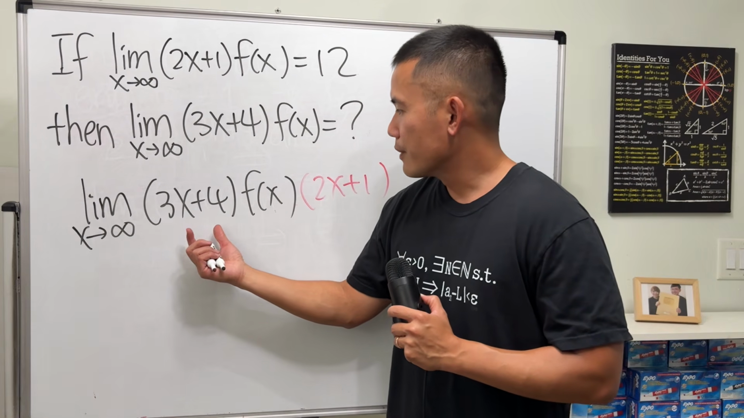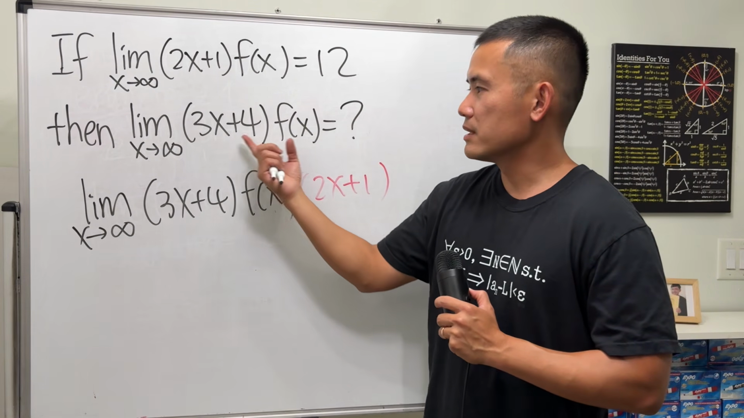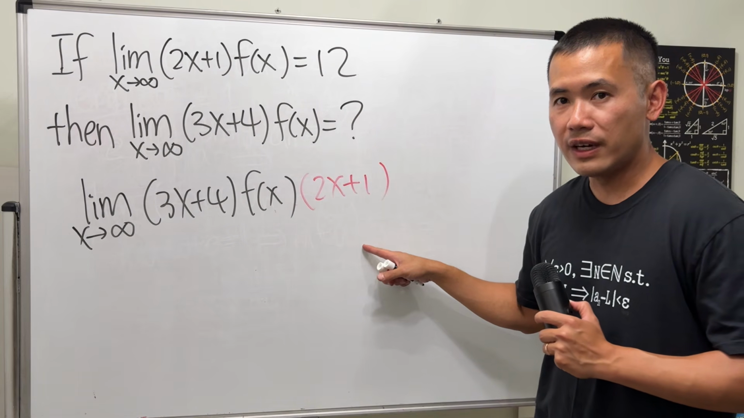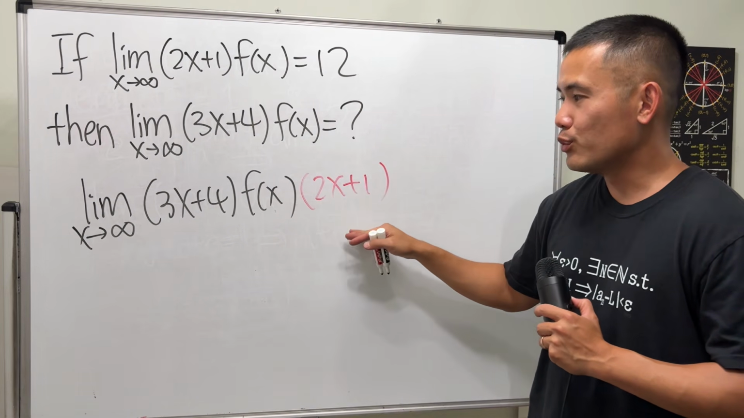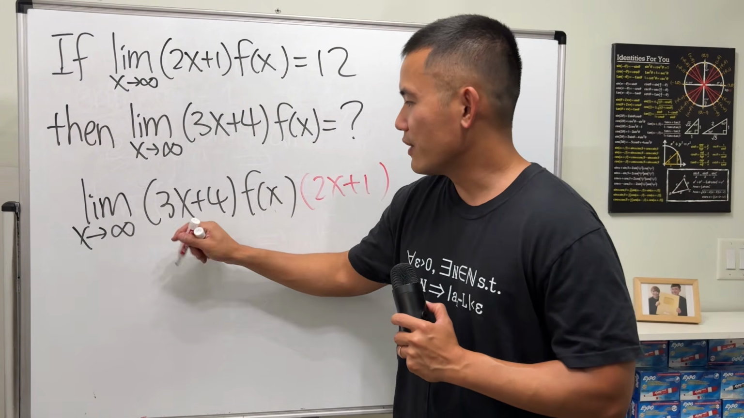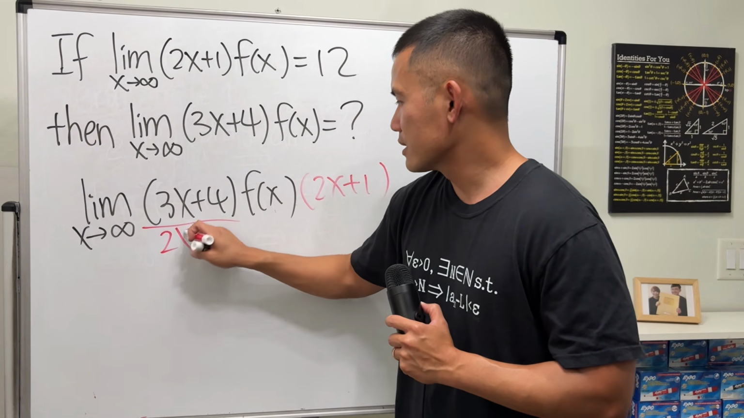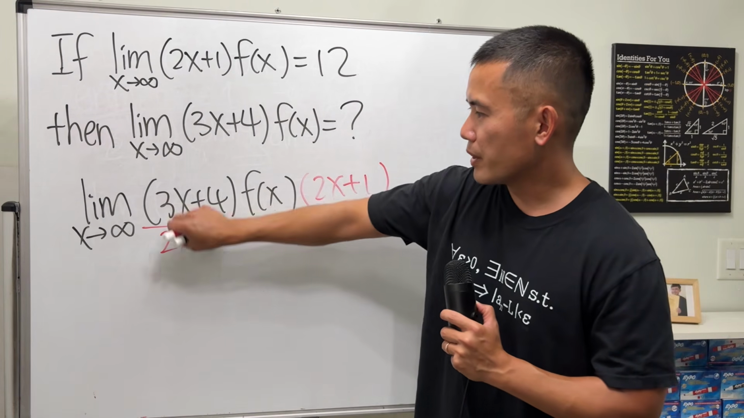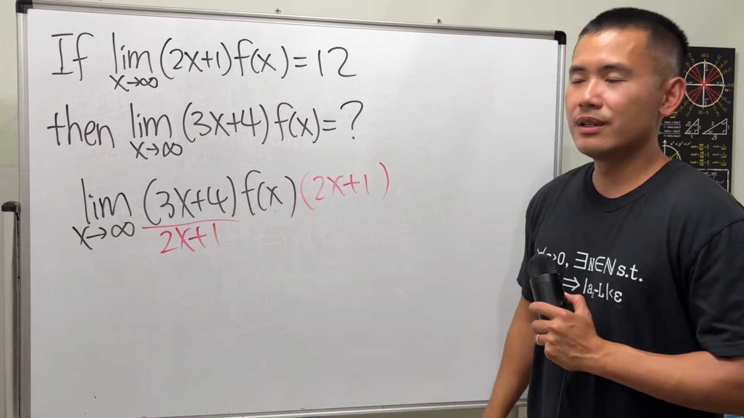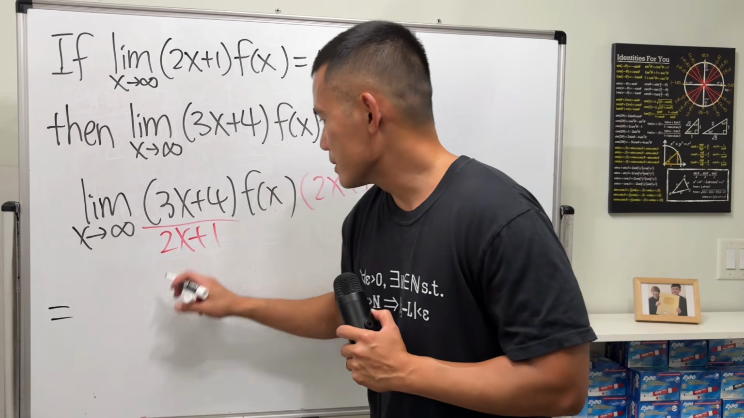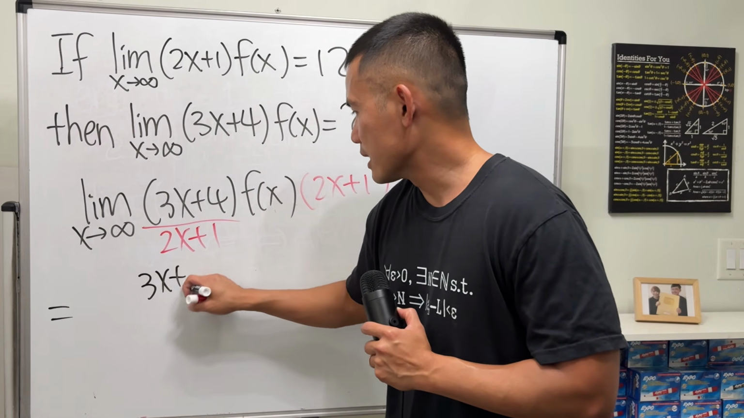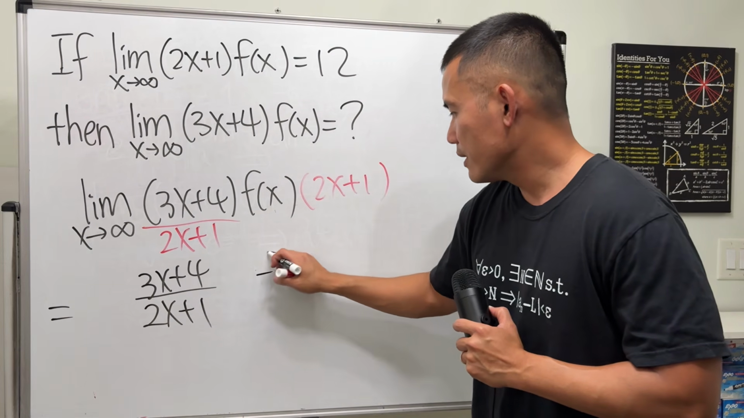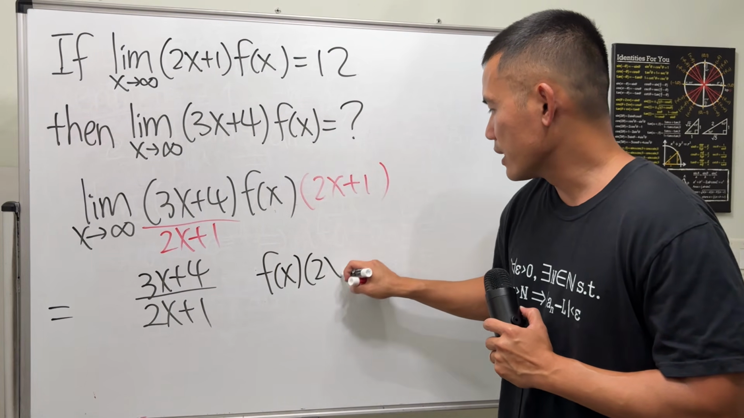But firstly, this is not the same as this. We multiply it right here. We also have to divide it, but I'm not going to divide it right here. Instead, I will actually divide it here, 2x + 1. Same thing, you can still cancel. Why? Because I want to pair this up and then pair these up. Check this out. Here we have (3x + 4) over (2x + 1), and here we have f(x) times (2x + 1).